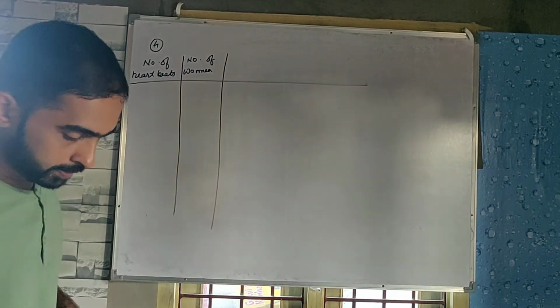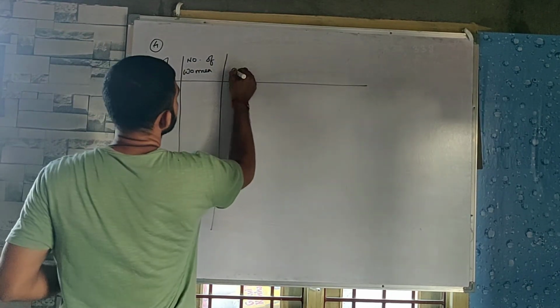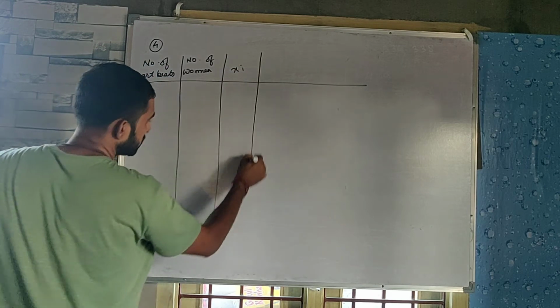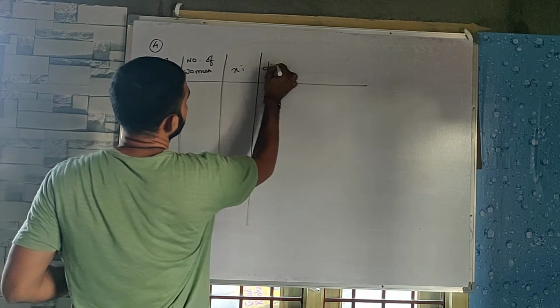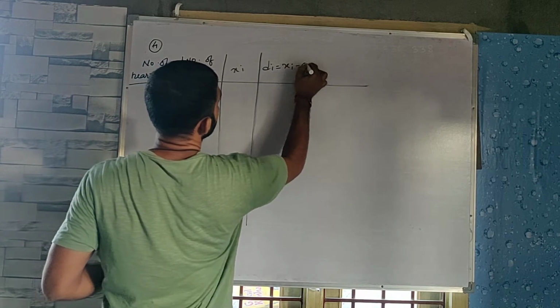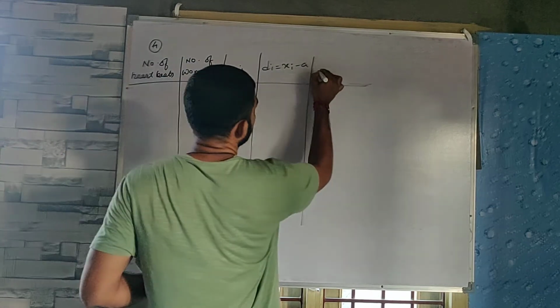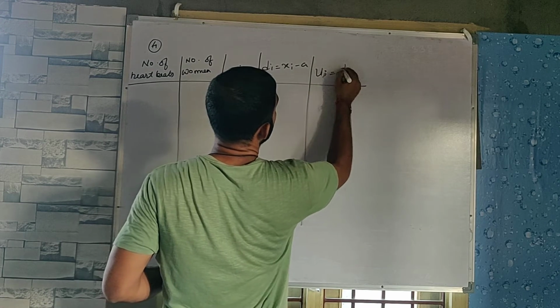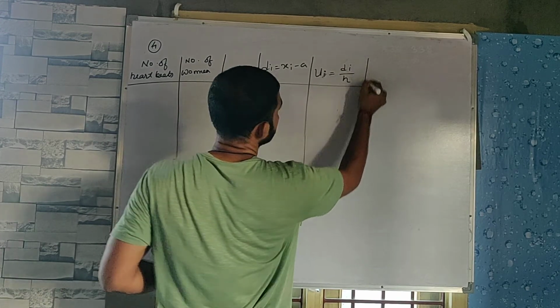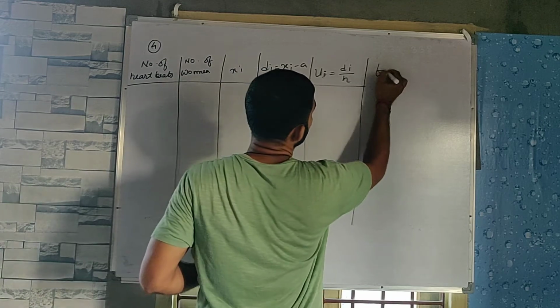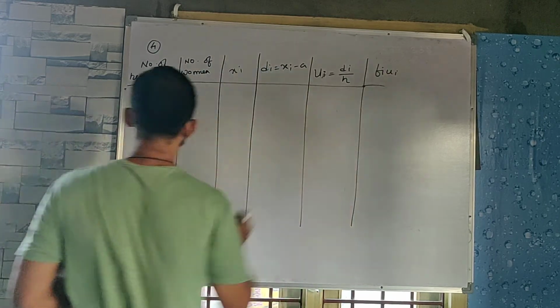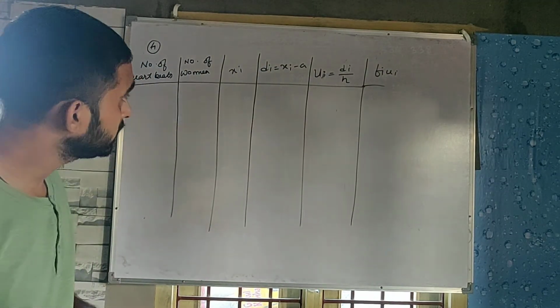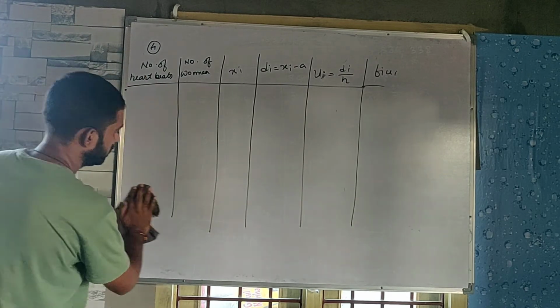Then the last column, the class mark, that is xi. Here we have to find di. di equals xi minus a. After that we have to find ui. ui equals di divided by h. Then we have to find fi ui. So this is the method.